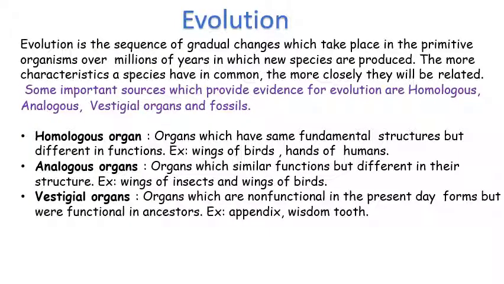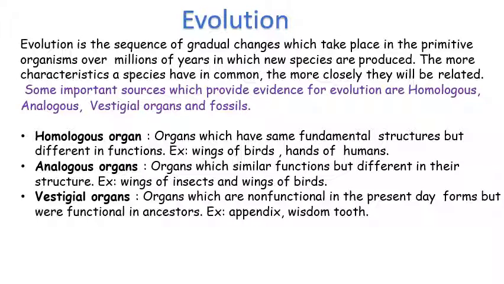Evolution. Evolution is the sequence of gradual changes which takes place in the primitive organisms over millions of years in which new species are produced. The more characteristics species have in common, the more closely they are related. Some important sources which provide evidence for evolution are homologous organs, analogous organs, vestigial organs, and fossils.